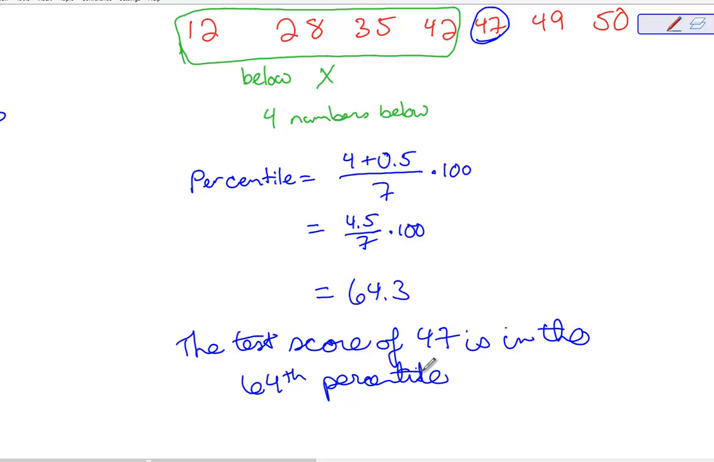So again, we take out how many numbers are below it, divide by the total number, and multiply by 100. Do not forget to tack on this 1/2. It's very important because otherwise you can't account for the smallest number and the highest number.